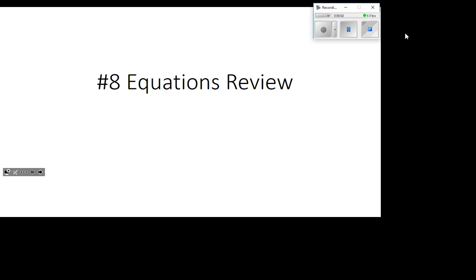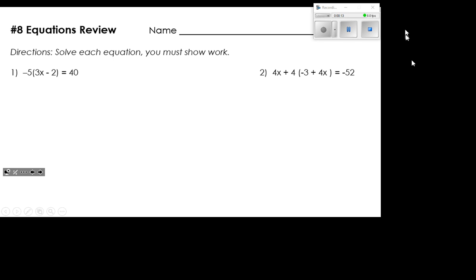This is your equations review to get you ready for your equations quiz, which is tomorrow. There are 16 problems. And number 1 says -5, parentheses 3x minus 2 equals 40. The parentheses tells us to do distributive property.